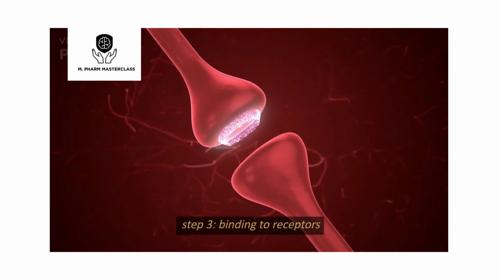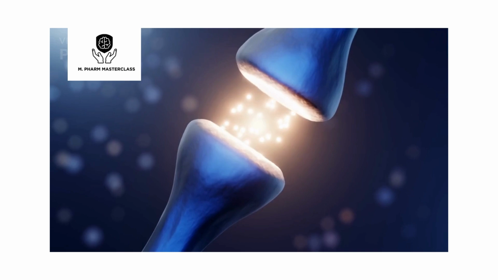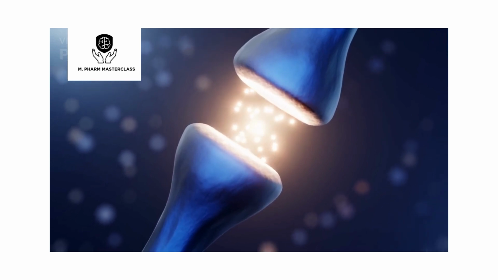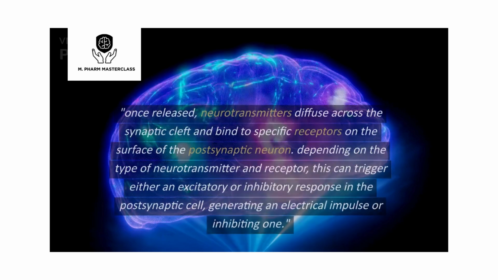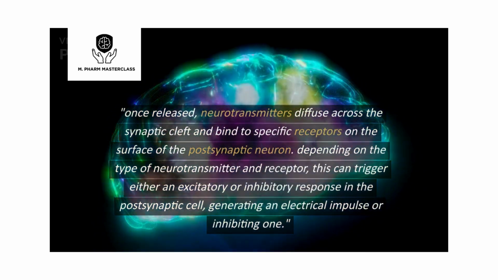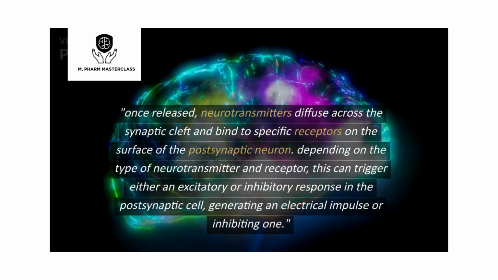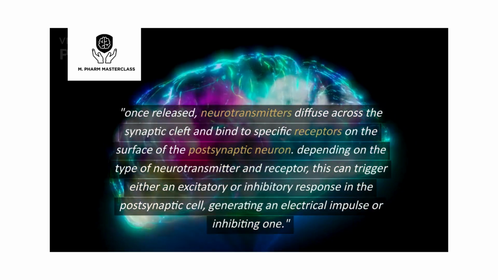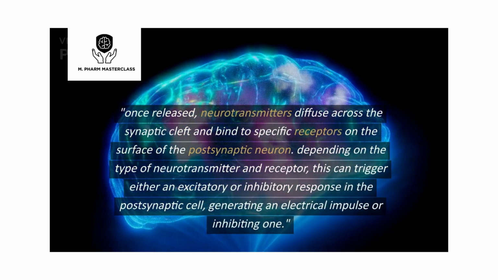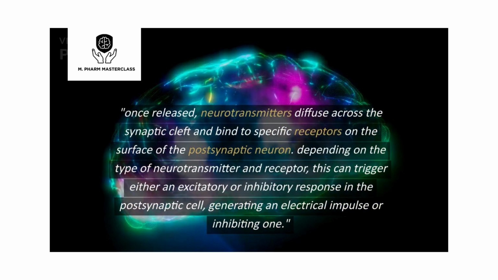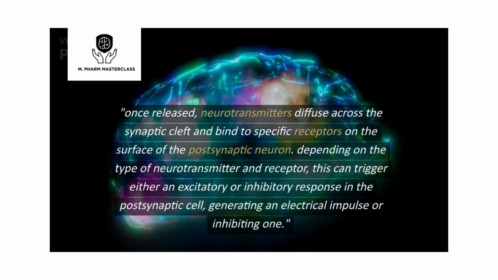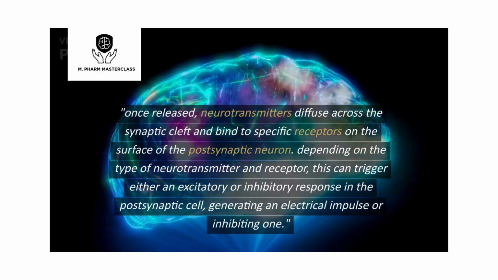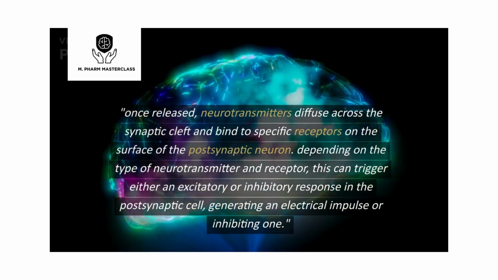Step 3. Binding to receptors. Visual. Neurotransmitters diffusing across the synaptic cleft and binding to receptors on the postsynaptic neuron. Once released, neurotransmitters diffuse across the synaptic cleft and bind to specific receptors on the surface of the postsynaptic neuron. Depending on the type of neurotransmitter and receptor, this can trigger either an excitatory or inhibitory response in the postsynaptic cell, generating an electrical impulse or inhibiting one.